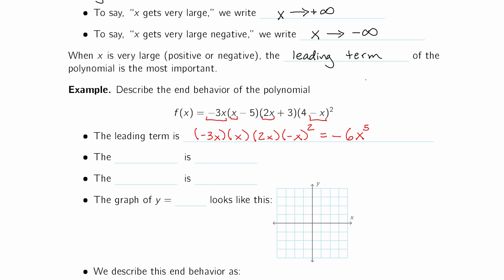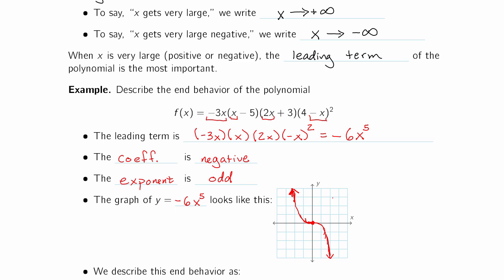The two important facts about this are that the coefficient is negative and the exponent is odd. We're looking at the graph of y equals negative 6 x to the 5th. Well, that's going to pass through 0, 0. It's going to be kind of flat in the middle, and it's going to be upside down because of the negative. So we've got that upside down S-shaped curve. It's going to look something like that.